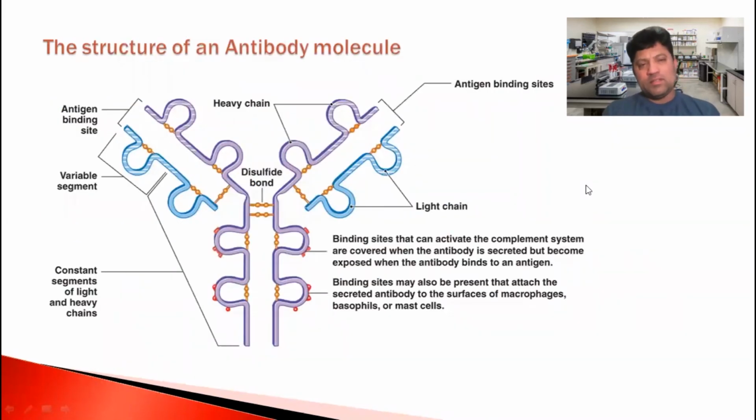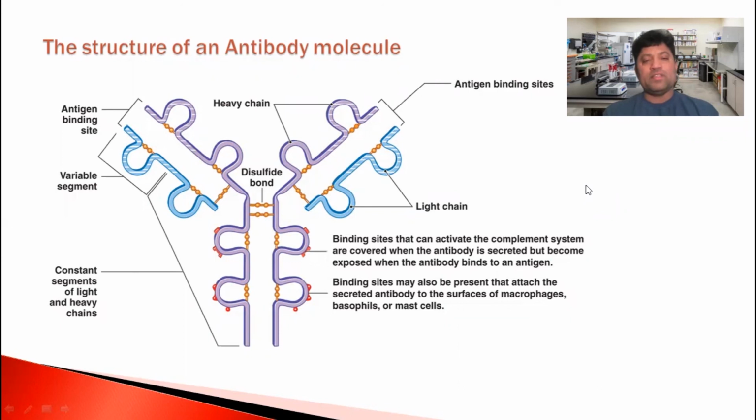Okay, well, this is the regular normal antibody. Antibody structure actually comprises two main chains: the first one is the light chain and the second is the heavy chain. The light and heavy chains are connected with each other by disulfide bonds, and each has two segments or parts. The first one is variable, the second one is constant.